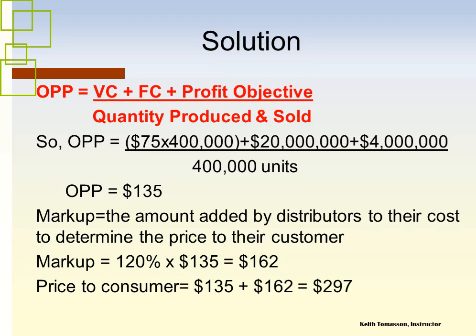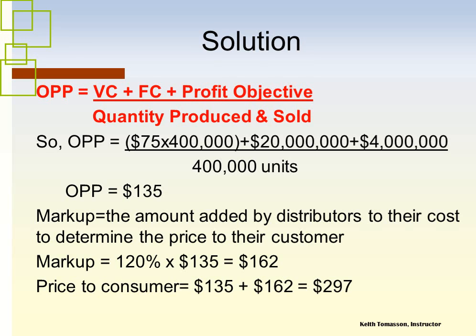So the price to the consumer now becomes the $135, that is the cost to the distributor, plus the $162 that the distributor requires to cover their fixed and variable costs. So the final price to the consumer now is $297. Now we must stop and think: is that price reasonable in terms of what our competitors are selling the product for in the market? Will it be viable in the market? Is it consistent with our branding strategies?